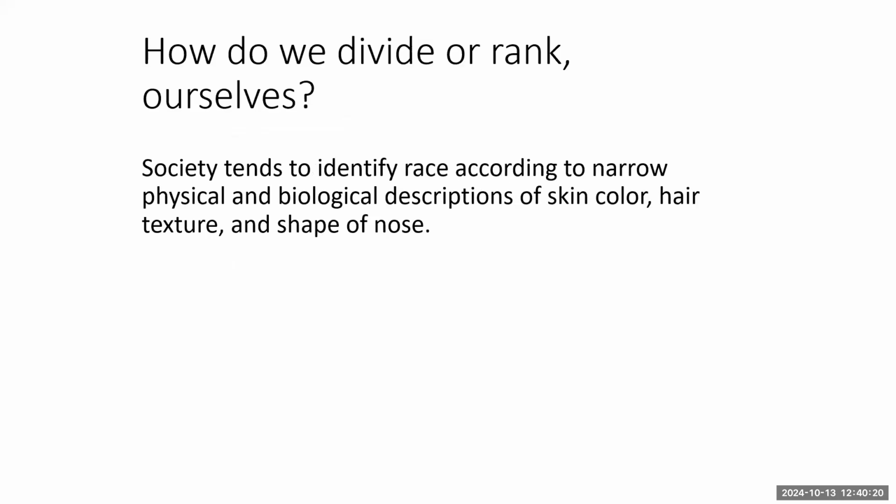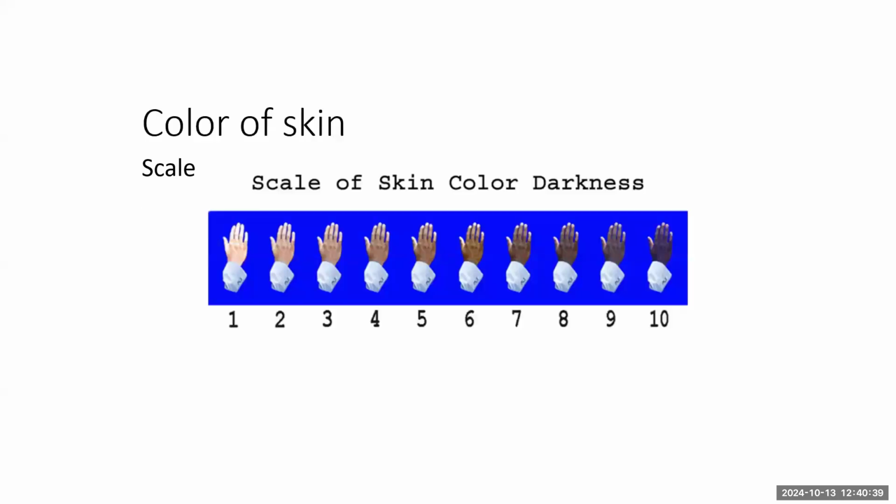So, how do you divide people then? What kind of characteristics do you use in order to put a person into a category? And what we've often used in our country is skin color, hair texture, and the shape of nose. That's what we've used. So here's a scale that shows you different levels of skin color, from the palest to the darkest hand.